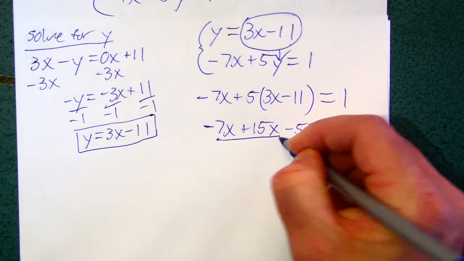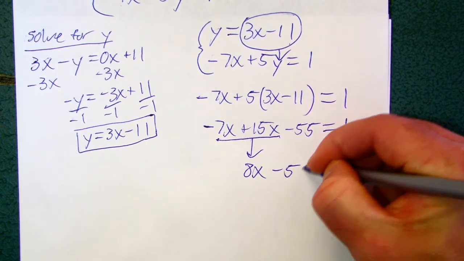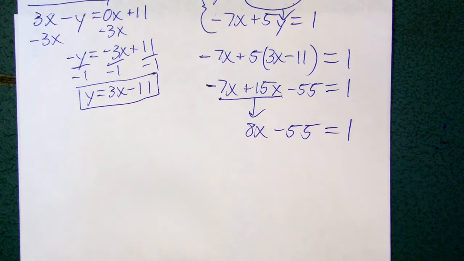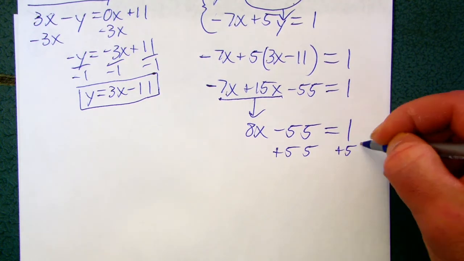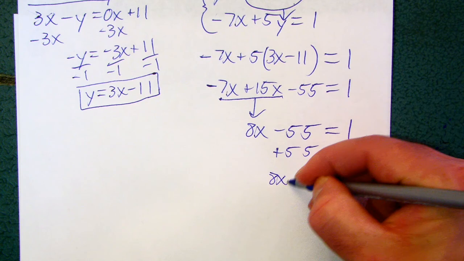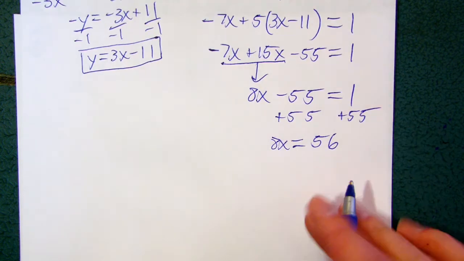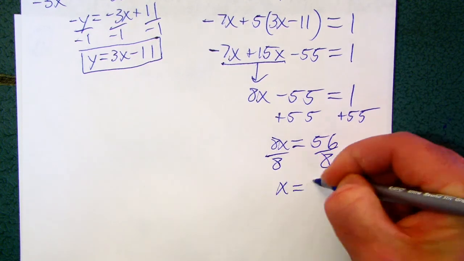Combine like terms, add 55 to both sides. So I get 8x equals 56. Divide both sides by 8. Get x equals 7.